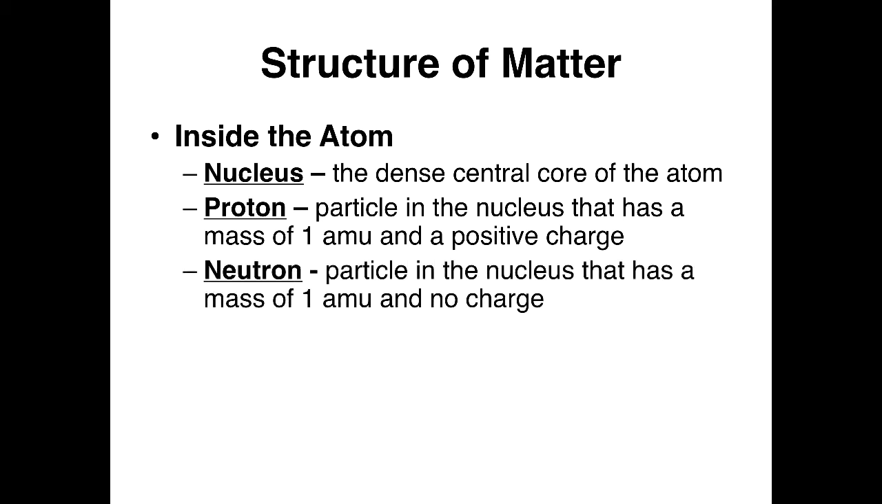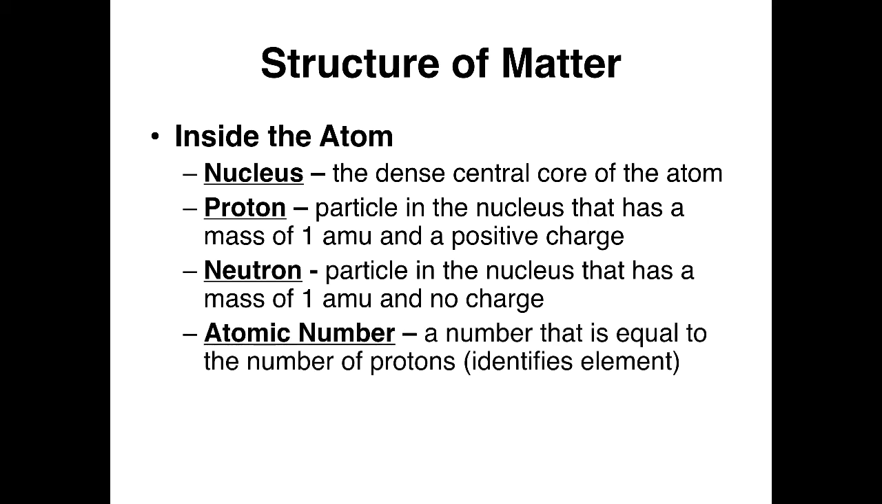The other part of the nucleus is called the neutron, and a neutron is a particle in the nucleus that has a mass of 1 atomic unit but has no charge. The atomic number is a number that equals the number of protons, and it identifies an element. And when we look at the periodic table, you'll see the periodic table is arranged based on the atomic number of the elements. The atomic number tells you the identity of any particular element. If the atomic number changes, then the element changes from one type of atom to another type of atom.